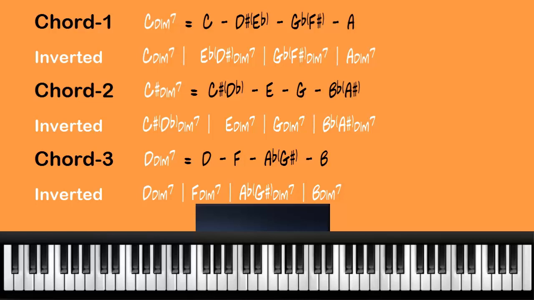So the first diminished chord is, and we add the 7th, is C, D sharp or E flat, F sharp or G flat, and then A. The second diminished chord is D flat, or C sharp, E, G, and either B flat or A sharp. And then the third diminished chord is D, F, G sharp or A flat, and then B.